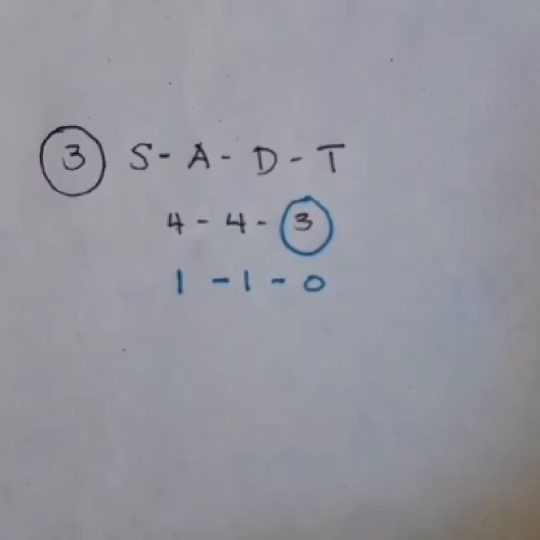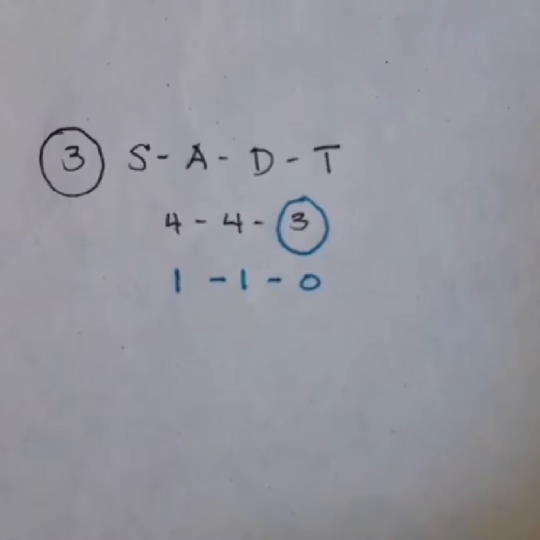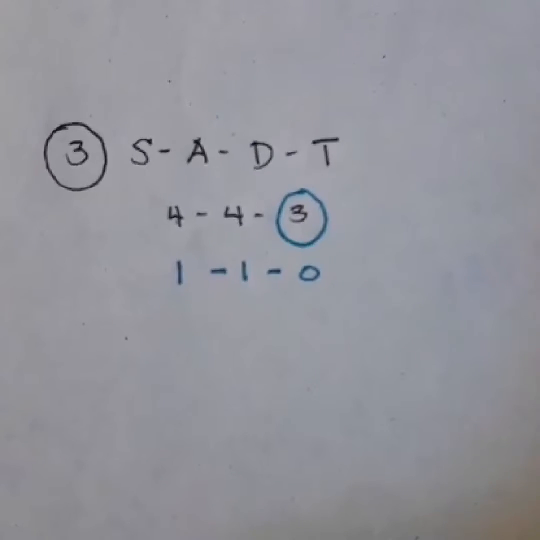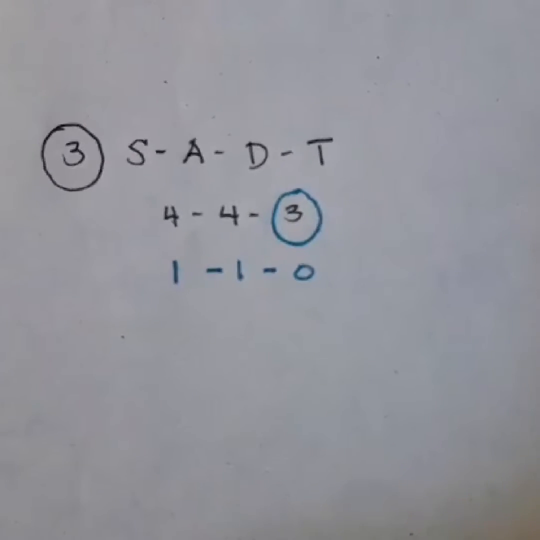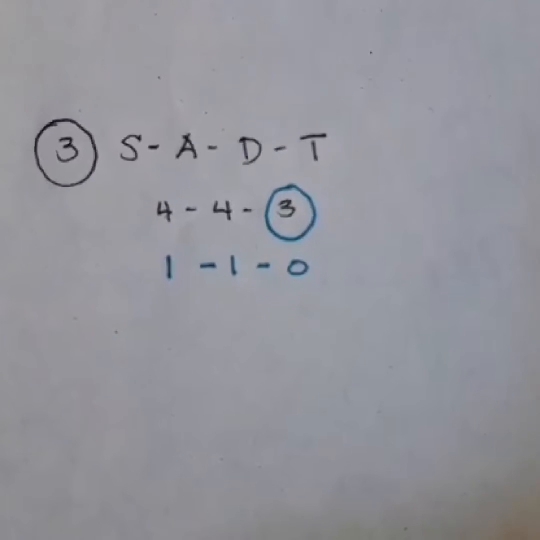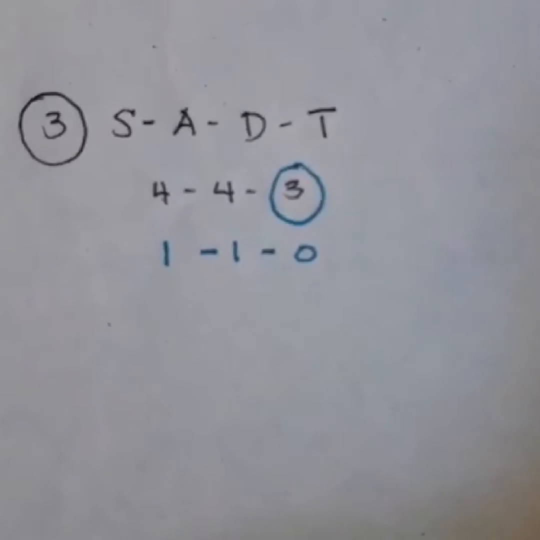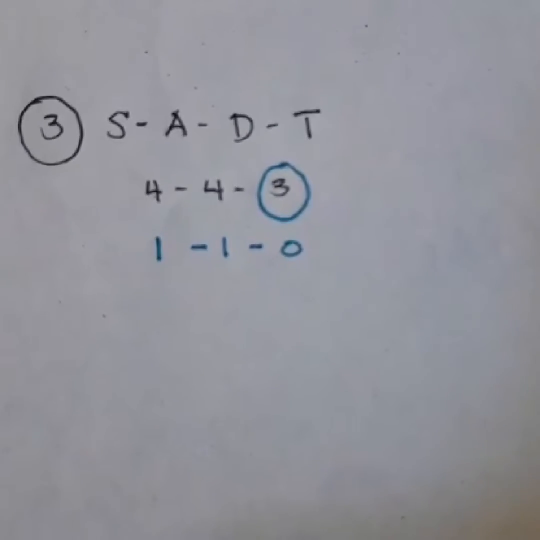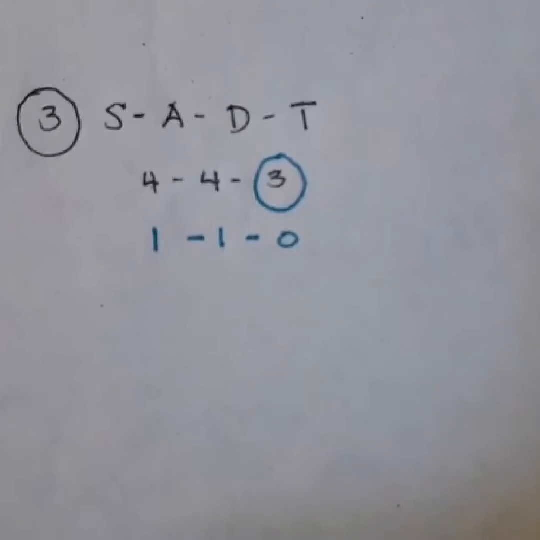So for the last and third path, we have SADT. From S to A, the new amount is 4 million tons. From A to D, 4 million tons. And from D to T, we have 3 million tons. And we have the smallest amount, 3 million tons, so we will subtract it from one another. So we have 1, 1, and 0.